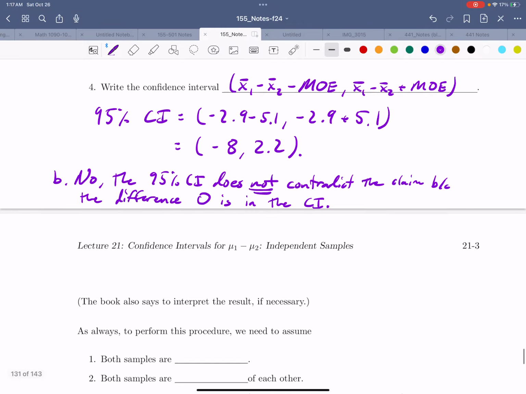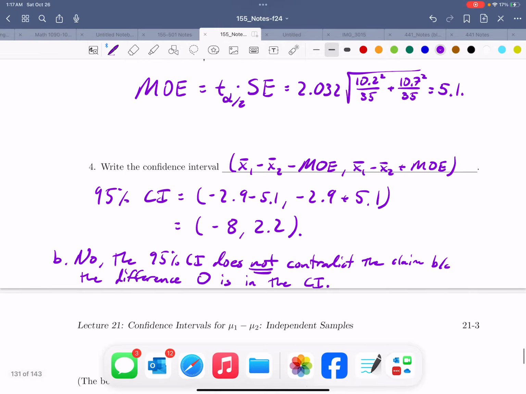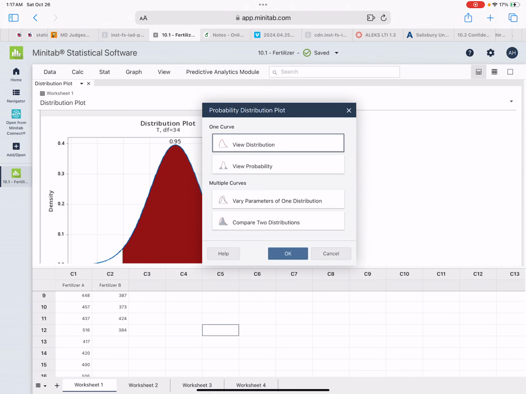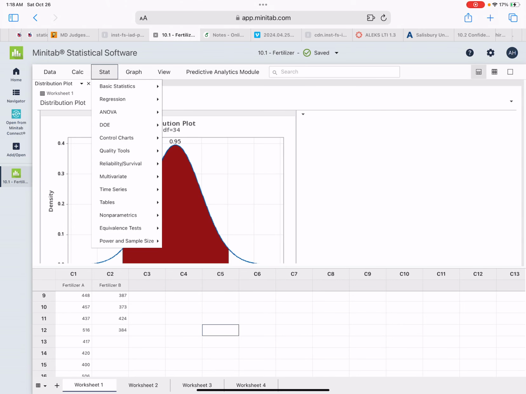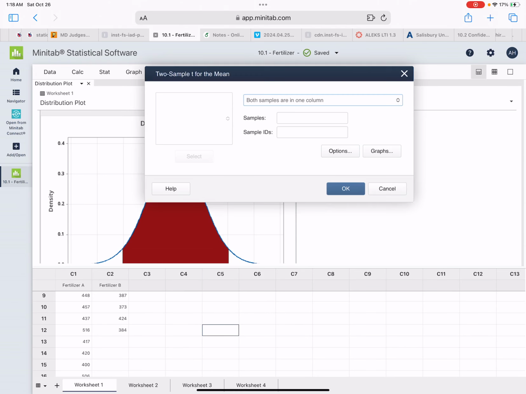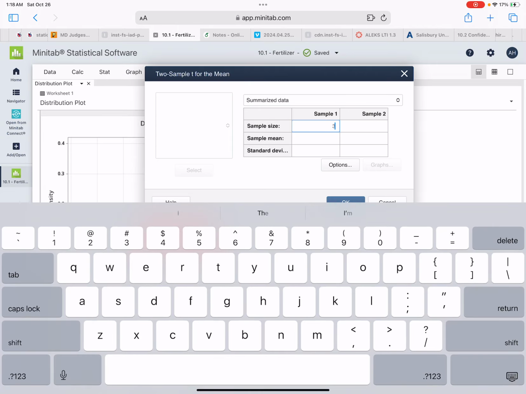Now, let's take a slightly easier approach, right? Suppose we didn't want to do all that because that took a little bit of time. What we could have done, now that we know how it's done, now that we know what's involved, is go to basic stats, and we're going to do 2 sample t, right? And we're going to summarize the data, right? So let's see. For sample 1, the sample size was 35. Same with sample 2. For the first one, the sample mean was 68.4.